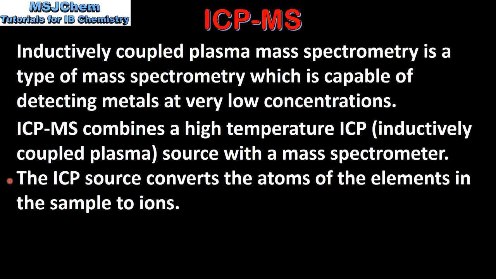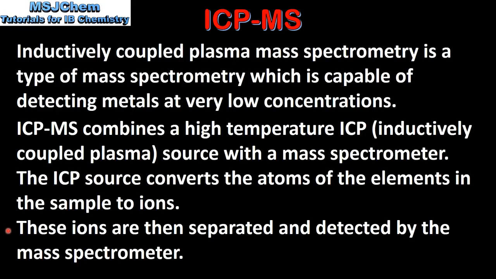The ICP source converts the atoms of the elements in the sample to ions. These ions are then separated and detected by the mass spectrometer.